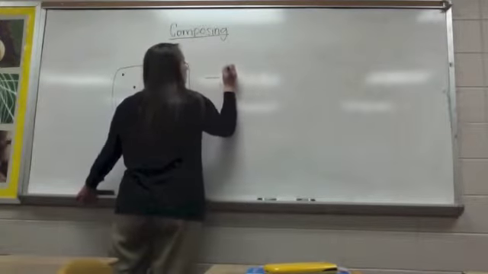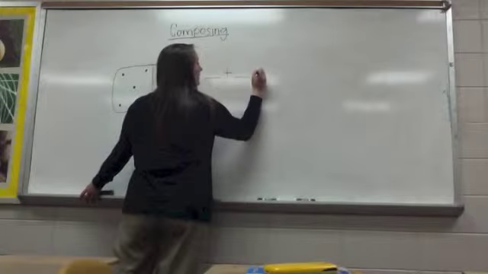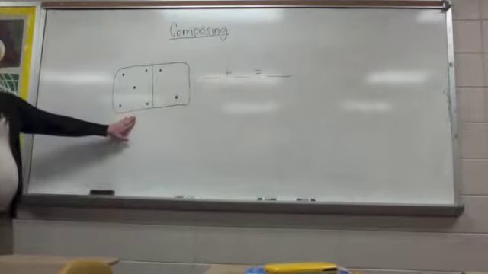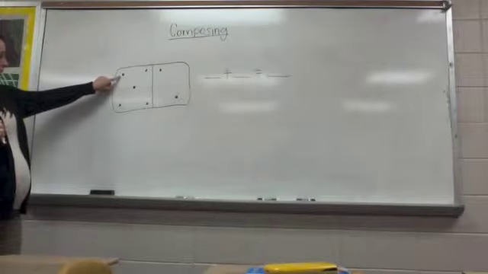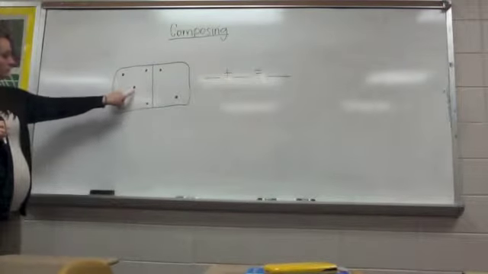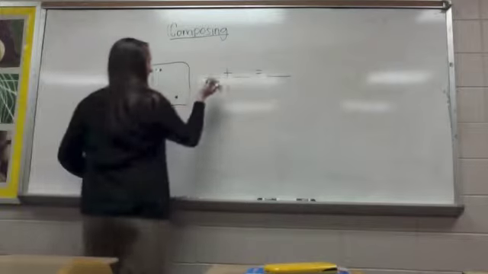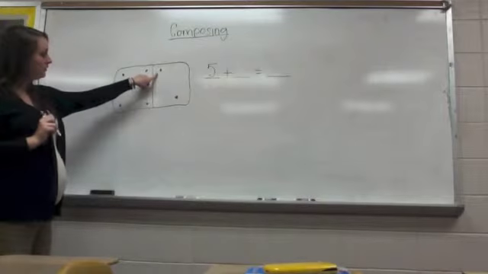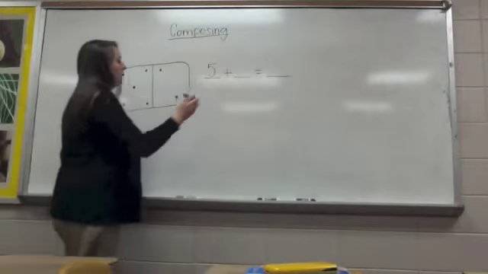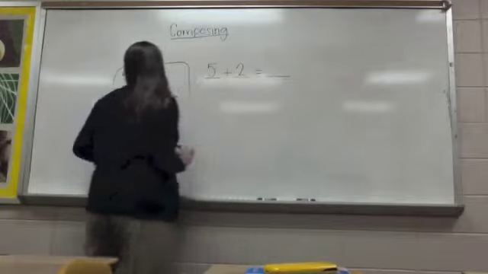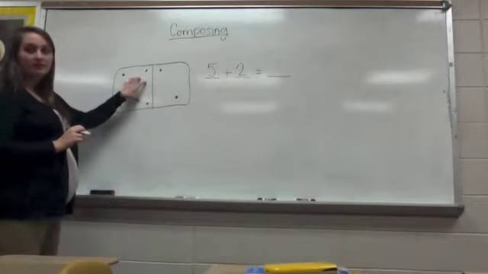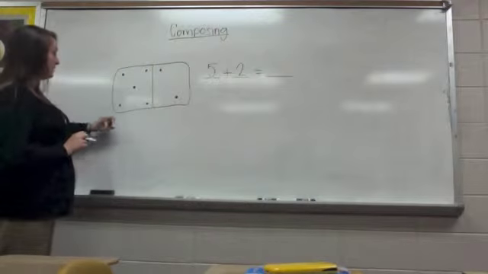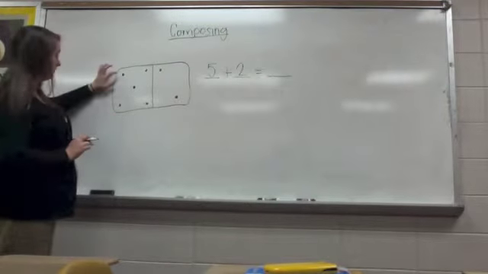So you have blank plus blank equals blank. How many do we have in this first side? 1, 2, 3, 4, 5. 5. And the second side? 1, 2. So if we take this side with 5, compose it with the one that has 2, how many do we have in all? So let's count them.